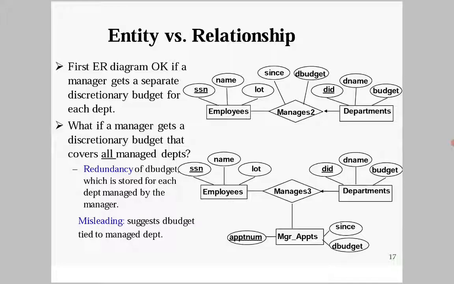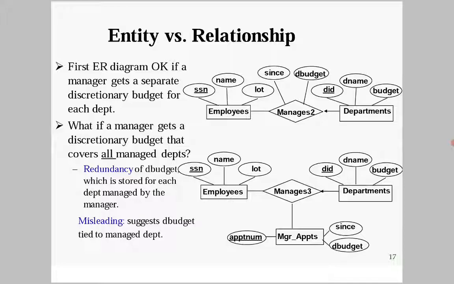So here is another example of using ER models or ER diagrams. In this, employees manages departments. So employees having SSN number, name, lot, and manages here is a relationship. Here we are using two fields. One is called since and second one is called budget, and department has department ID, name, budget.